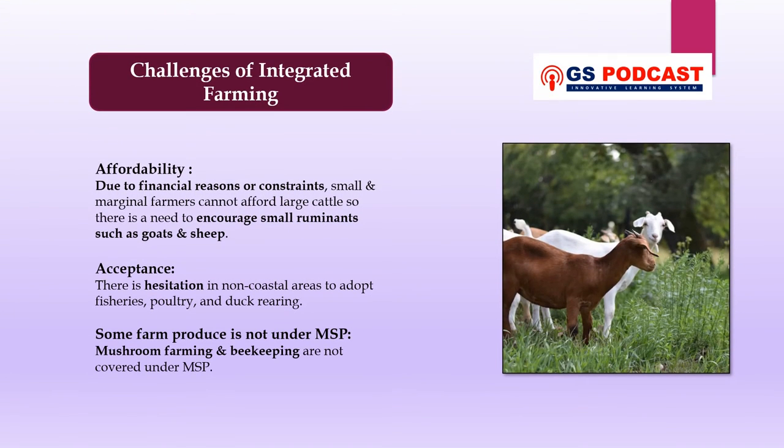Now let's move on to understand some of the challenges involved in this system. So integrated farming system can help to improve the income and nutritional security of the farmers, but it has several challenges as well, which are given as follows. So here first one is affordability. Due to financial constraints, small and marginal farmers cannot afford large cattle. So we have to encourage small ruminants such as goats and sheep for the integrated farming system.